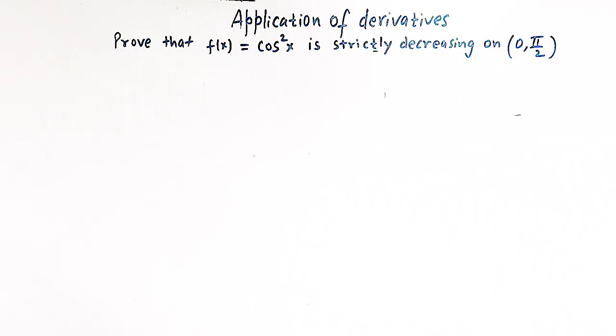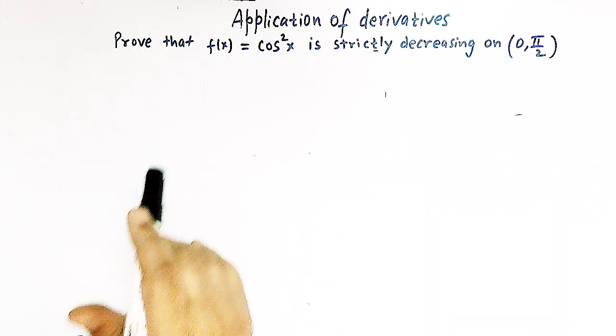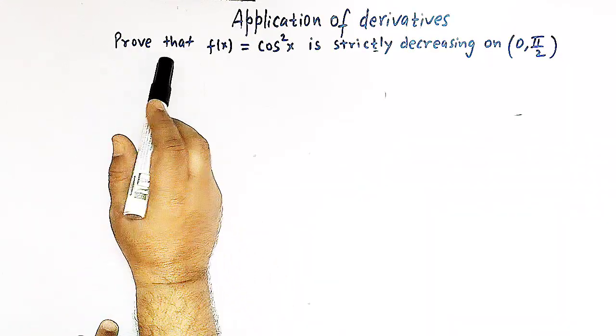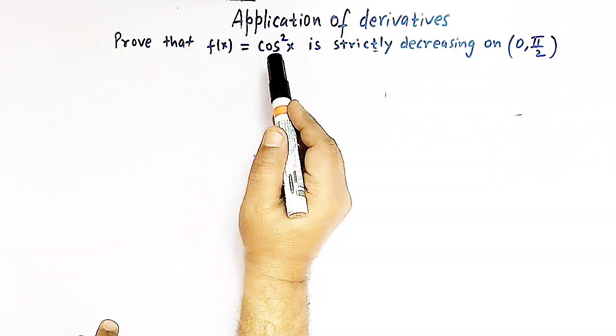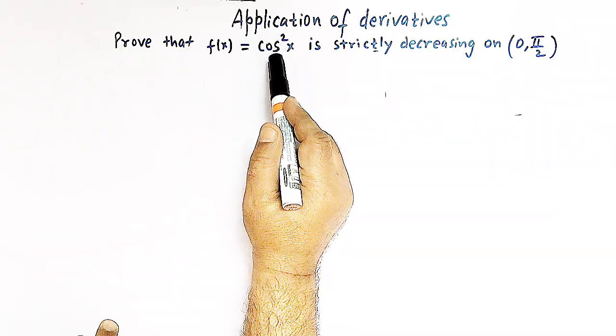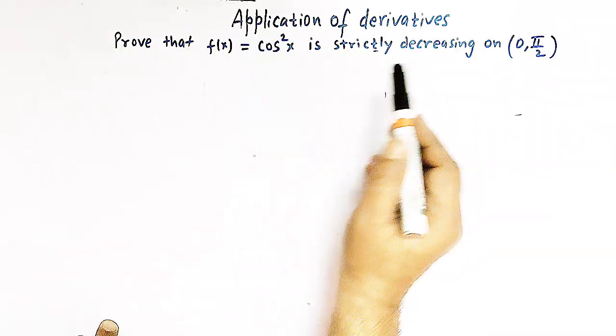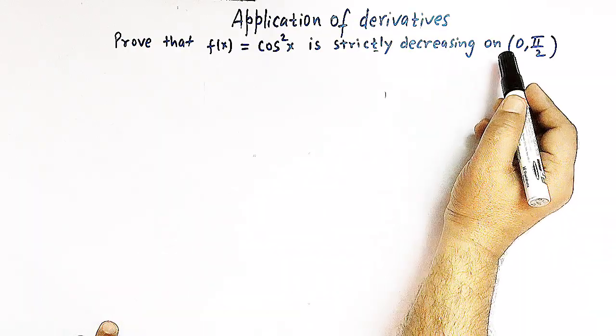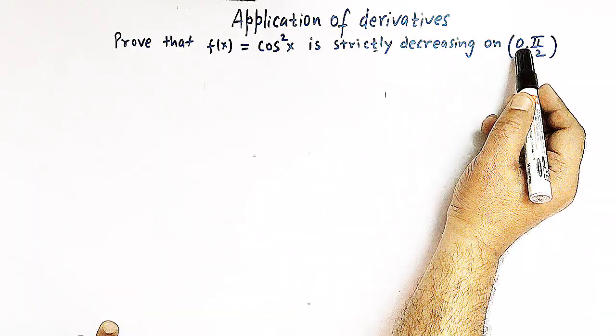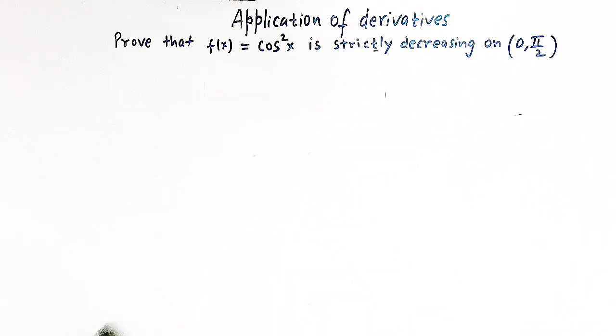Hello viewers, in today's session we are going to discuss another important problem from application of derivatives. And here we are going to take up one problem from increasing and decreasing functions. Here we have to prove that this function f of x equal to cos square x is strictly decreasing for all x belonging to the interval 0 to pi by 2.